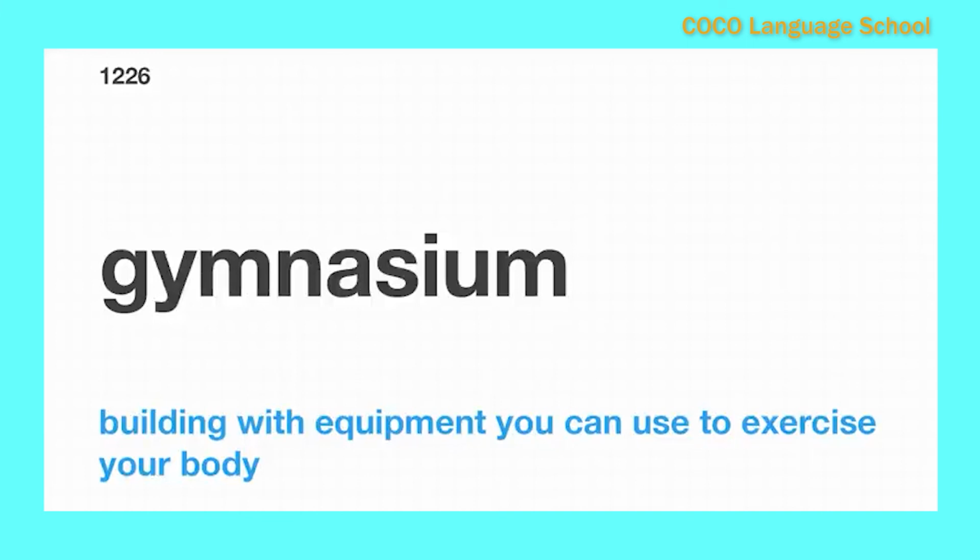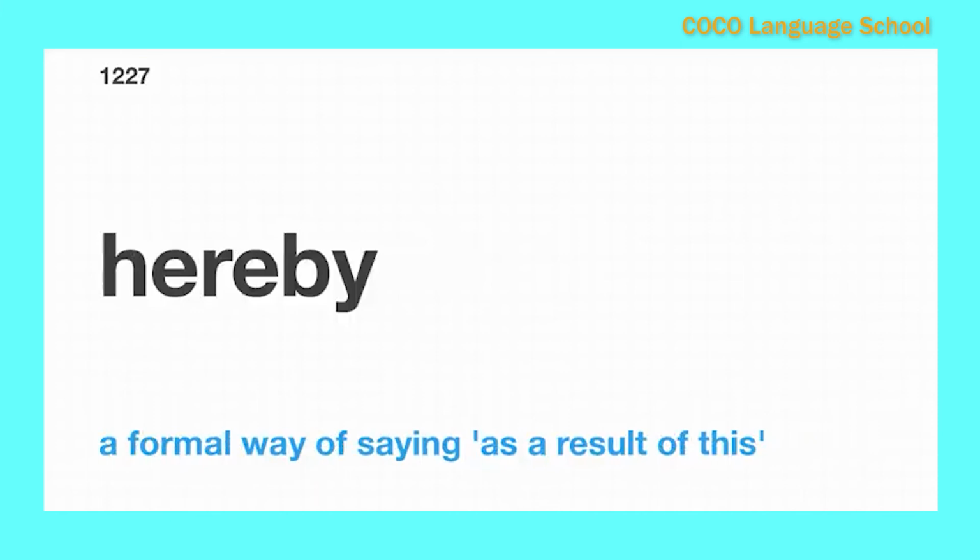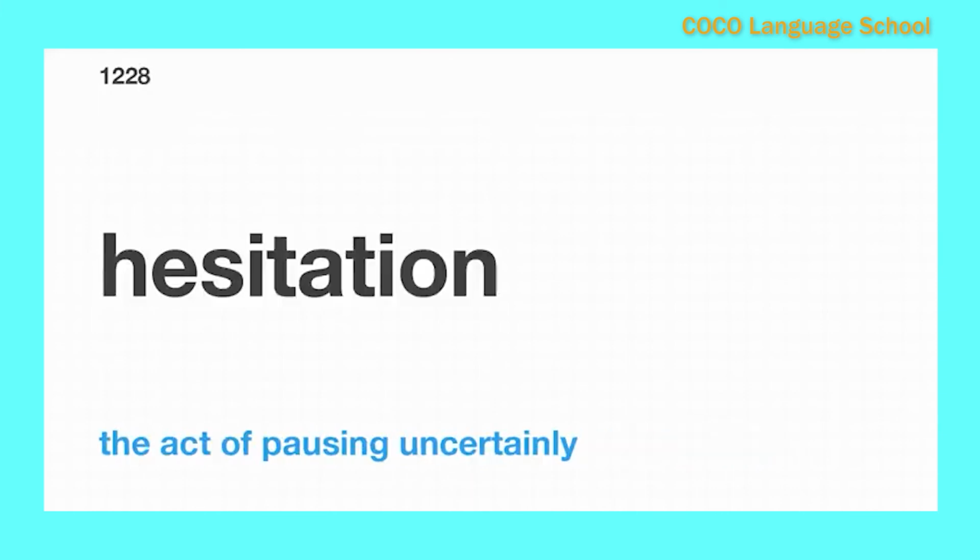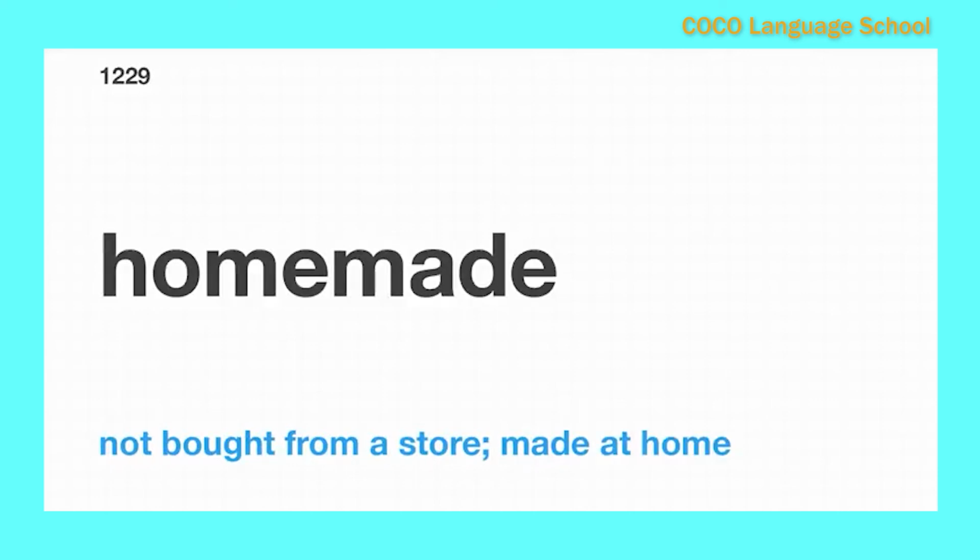Building with equipment you can use to exercise your body. Gymnasium. A formal way of saying as a result of this. Hereby. The act of pausing uncertainly. Hesitation. Not bought from a store, made at home. Homemade.